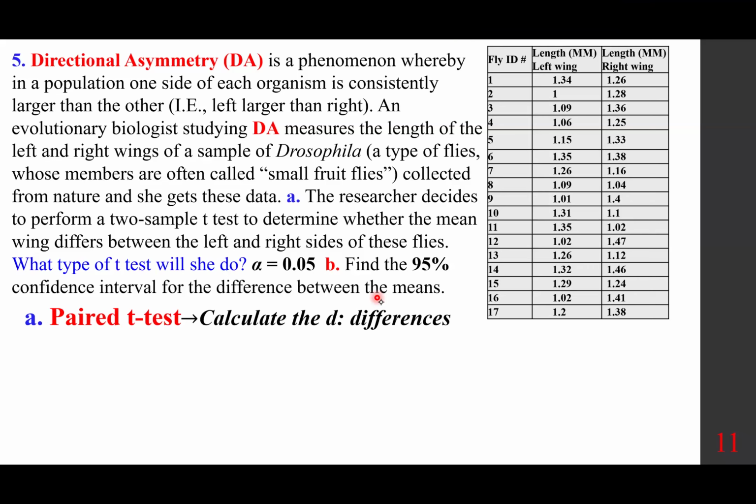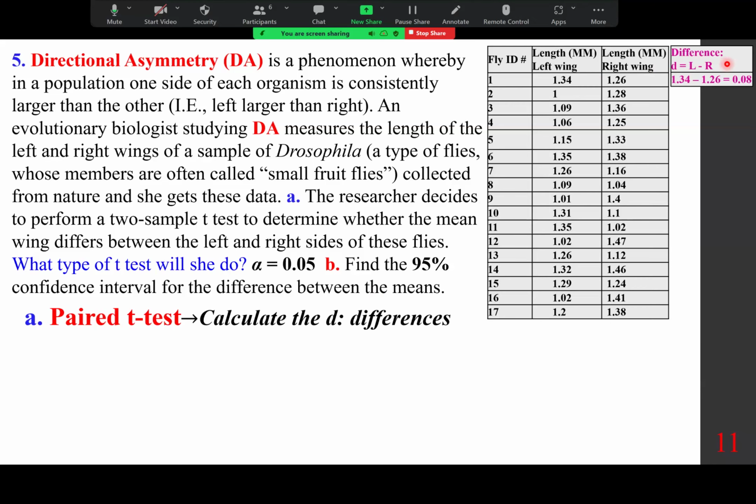D is the difference between the two. So it really doesn't matter left minus right or vice versa, as long as you're consistent. If it's right minus left, you just keep up the same. So in this case it would be 1.34 minus 1.26, which gives you 0.08 millimeters. And you do the same thing here.